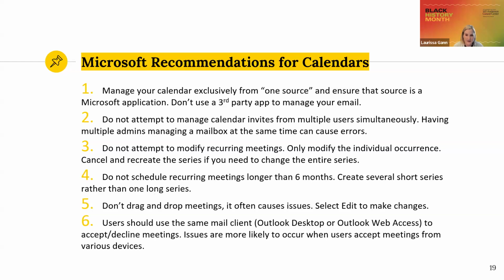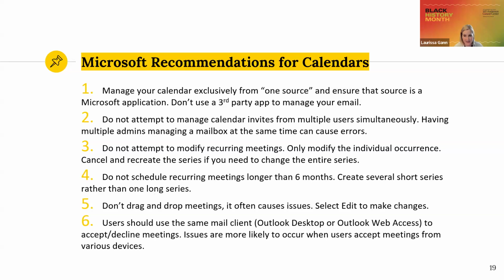And Microsoft recommends not to schedule recurring meetings longer than 6 months. So if you have a regular weekly or monthly meeting, we're not supposed to schedule it out till the end of time. We're supposed to do it for 6 months, and then at the 6-month mark, reschedule the series. I'm not sure why that's an issue, but apparently it can be.